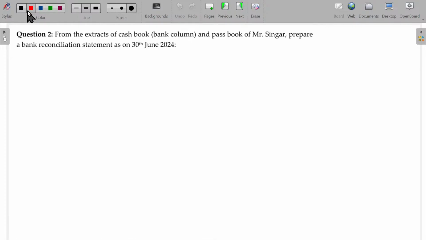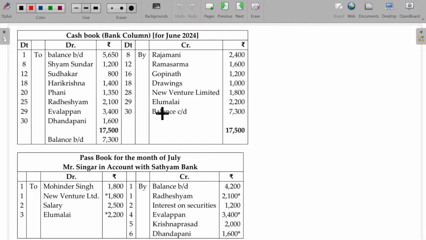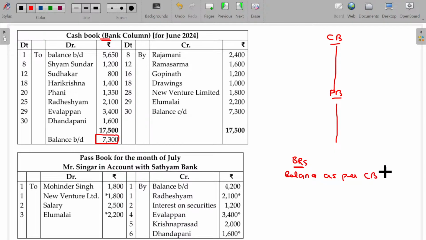So, question number 2. From the extracts of the cash book, bank column and passbook of Mr. Singer, prepare a BRS on 30th June 2024. The balance as per cash book being 7,300. So, open the cash book as well as the passbook and BRS. Opening balance, or balance as per cash book, 7,300.